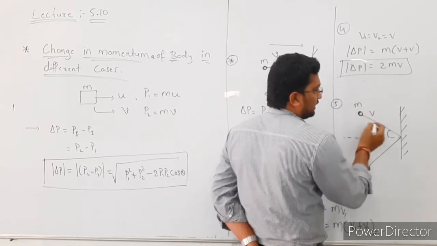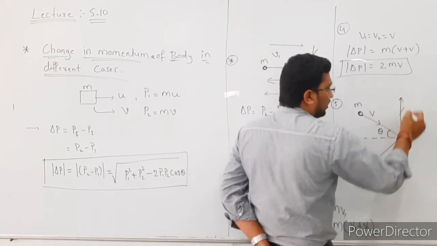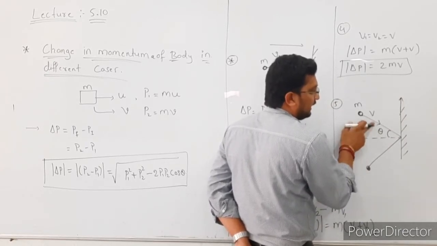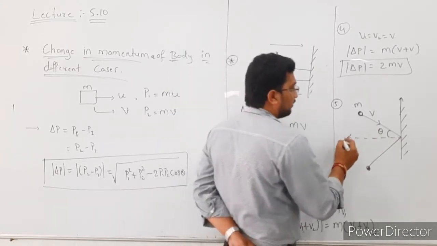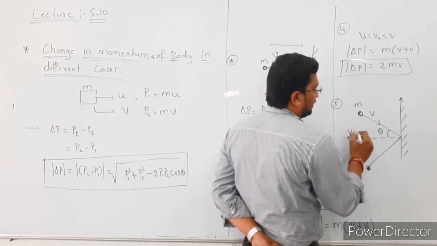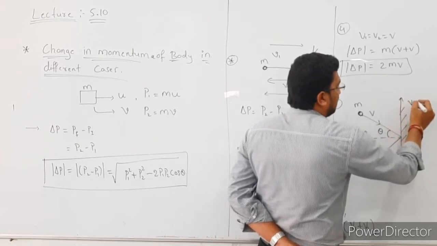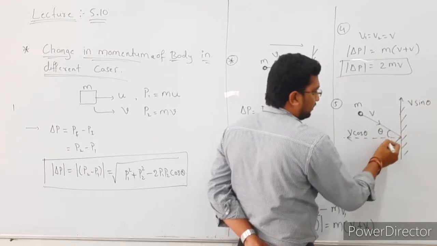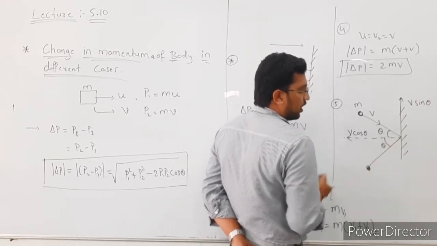So this velocity is a vector quantity. It can be resolved into two components, one a horizontal component and one a vertical component. In this case, it makes an angle theta with respect to this. The horizontal component value is v into cos theta, and the vertical component is v into sin theta.